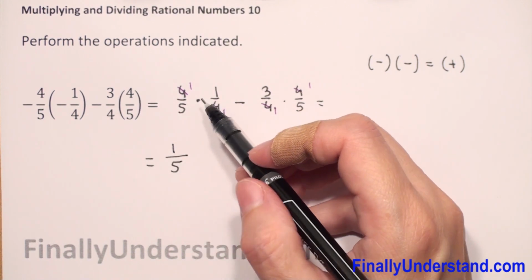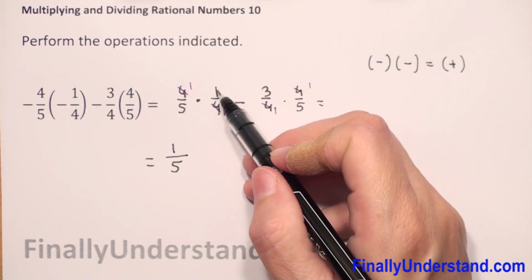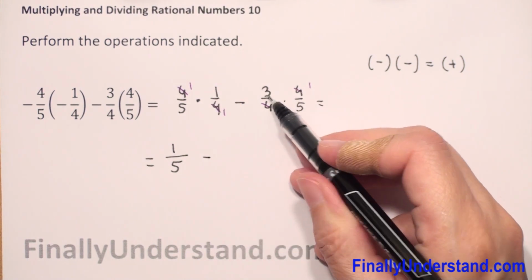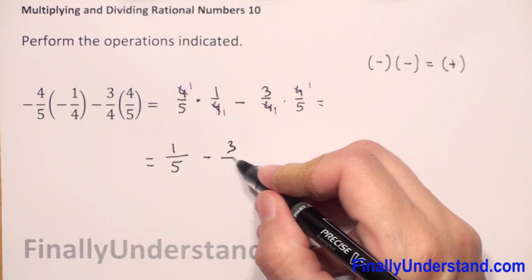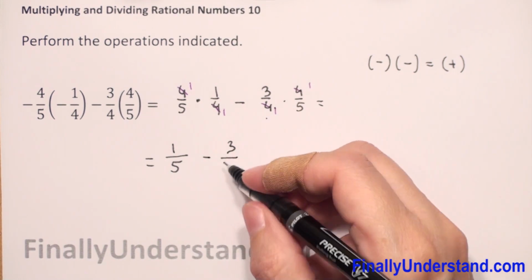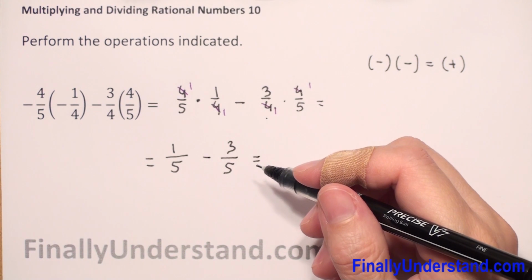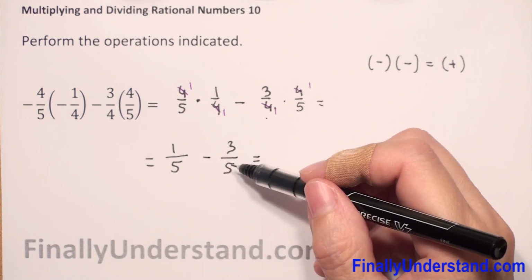We multiply fractions: numerator times numerator, denominator times denominator, minus. Again, numerator times numerator, it will be 3. Denominator times denominator, so it will be 5. Now we have subtraction of two fractions.